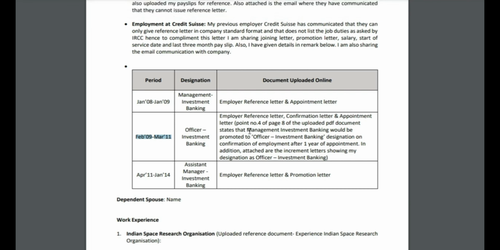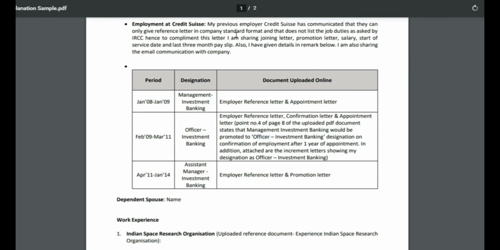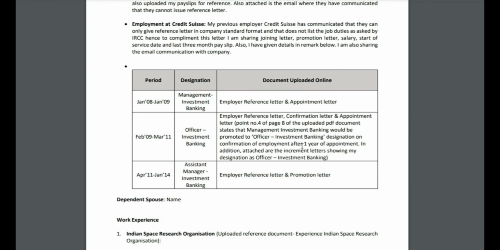So usually you know that after you join, after a few months you get a confirmation letter. So that was attached, and clearly it was mentioned, point number 4 of page 8 of uploaded PDF document states that this designation would be promoted to this designation on confirmation of employment after 1 year of appointment. In addition, attached are the increment letter showing my designation. So here she has given a clearer picture that while the company has not given in the format what is required, she has made an endeavor to give as much information as possible with which the immigration officer can analyze.